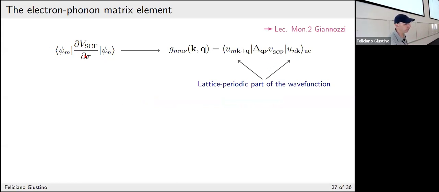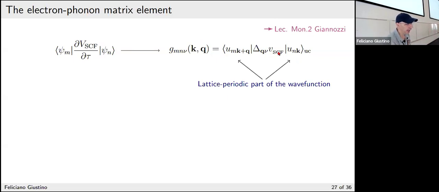Then this change of the potential usually is not the displacement of a single atom, it is the change of the potential associated with a given phonon. And to do this calculation, one requires density functional perturbation theory, which is a whole monster of a theory and methodology to do these things. And this will be covered by Paolo Giannozzi in the next lecture.